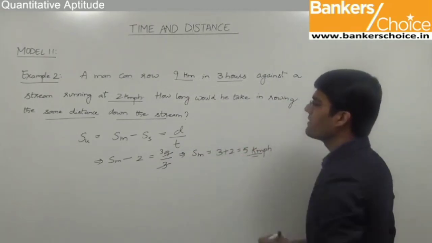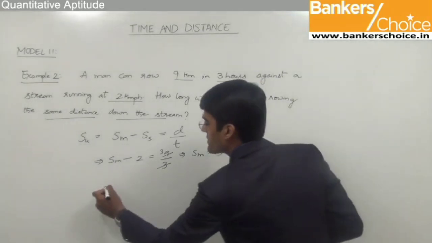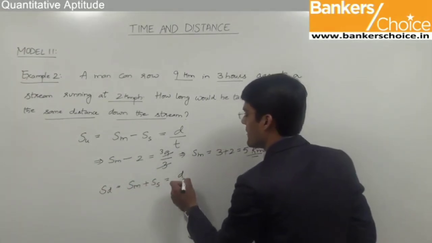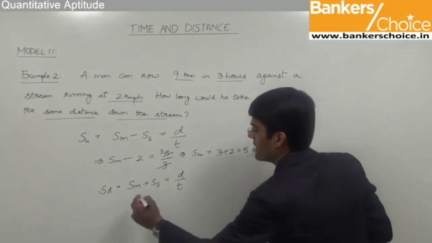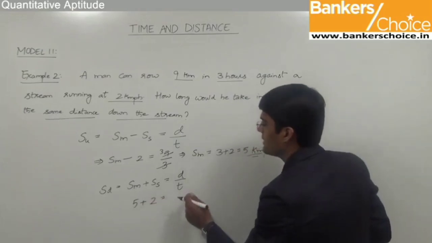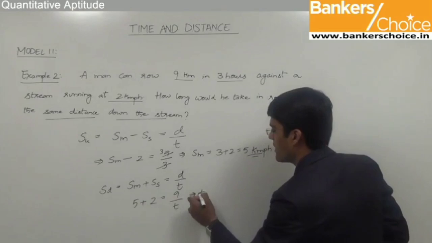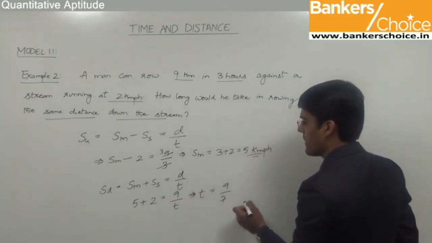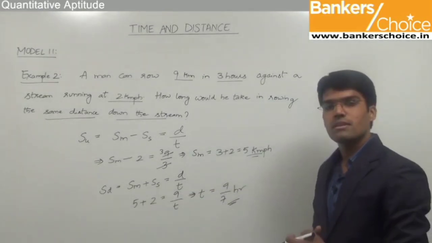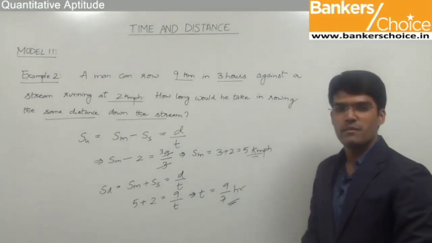Now once we have got to know the speed of the man, we can find out how long it will take to cover the same distance down the stream. We know that downstream the equation can be taken as speed of the man plus speed of the stream, which is equal to the distance travelled divided by time taken to cover the distance. So here the speed of the man is 5 plus the speed of the stream, as given here, is 2 kilometers per hour. The distance to be covered is 9 kilometers divided by time. So from this the time required will be 9 by 7, which can be taken as 9 by 7 hours. Why? Because the distance is in kilometers and the speeds are in kilometers per hour. So the same distance can be covered by the man when he goes downstream in 9 by 7 hours.